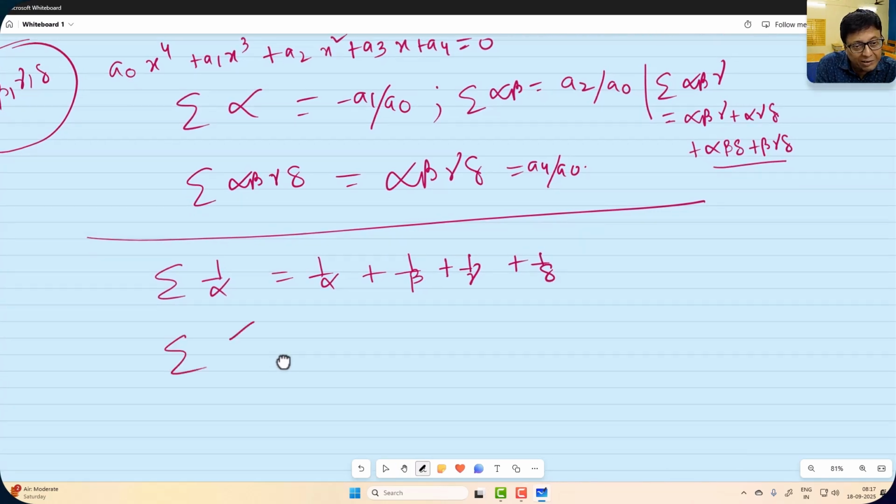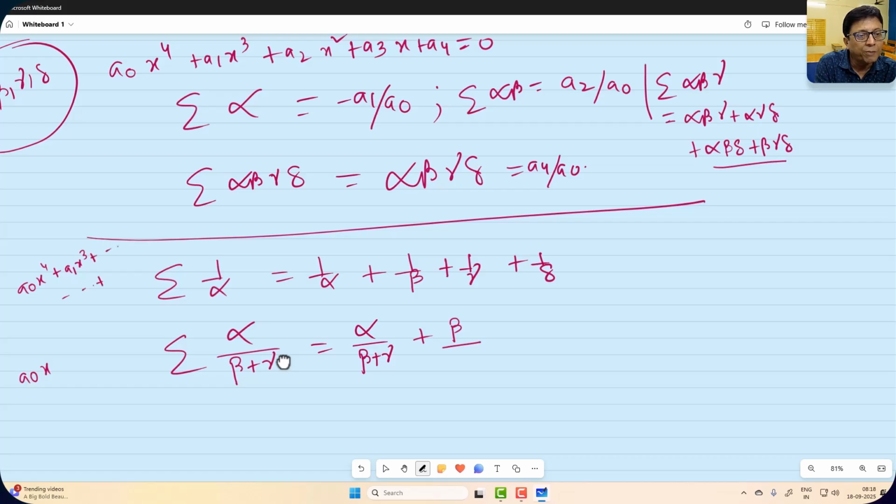Like another one, sigma alpha by beta plus gamma. It will be alpha by beta plus gamma plus beta by, I am writing it for cubic equation. A0, this I have done for biquadratic equation, A0 x to the power 4, A1 x to the power 3, this way up to A4 equal to 0. And this one I am writing for cubic up to A3 equal to 0. Then beta by gamma plus alpha, gamma by alpha plus beta.